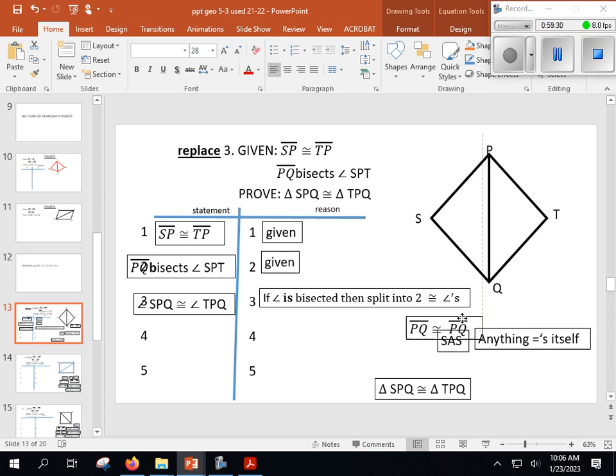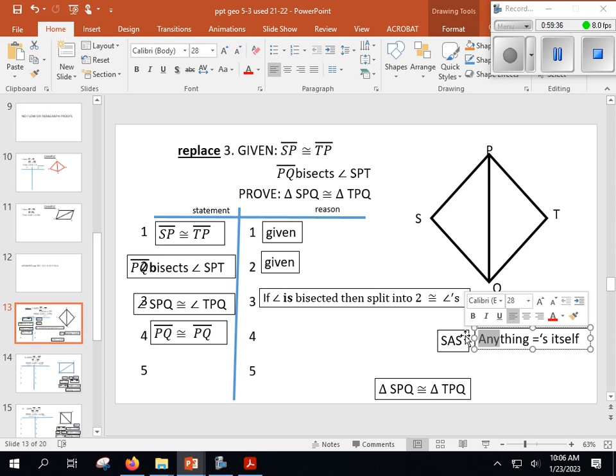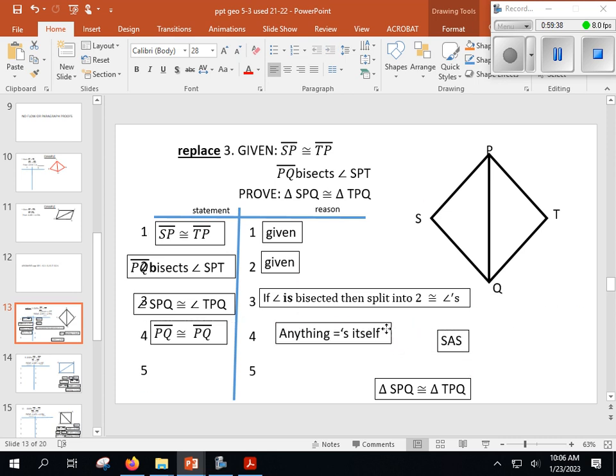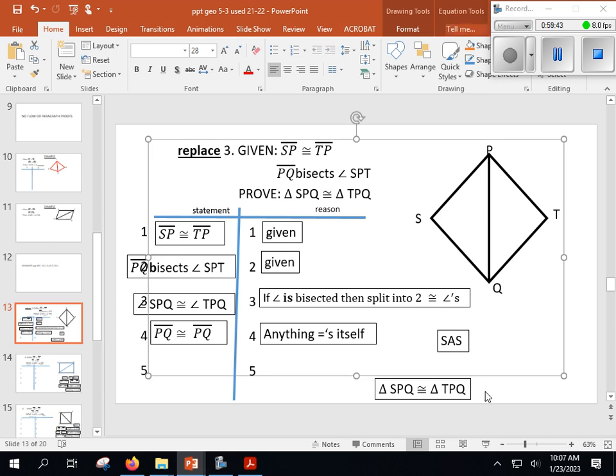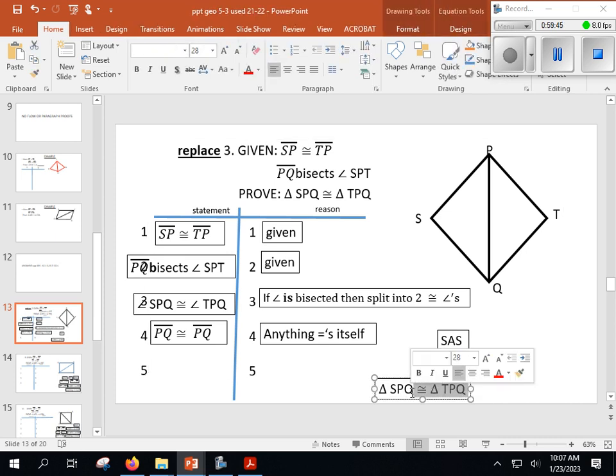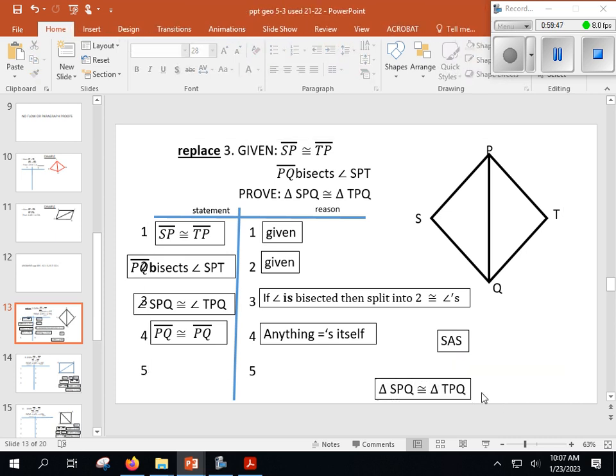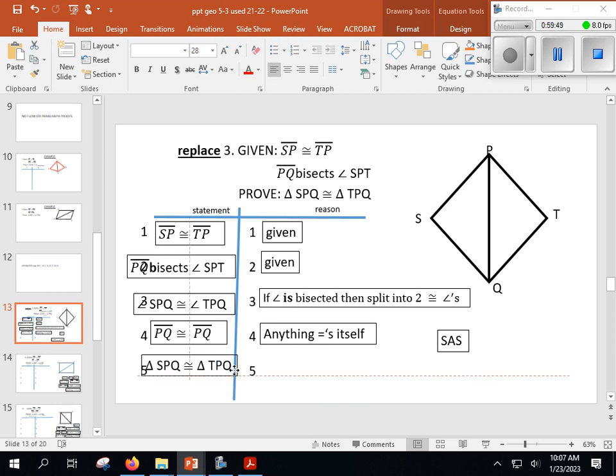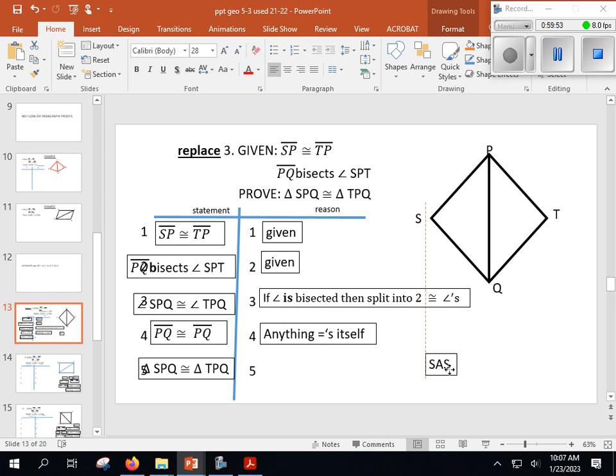Okay. So we have a pair of sides, a pair of angles. She needs another pair of sides, which is going to be segment PQ is congruent to segment PQ. How'd you know segment PQ was congruent to segment PQ? It equals itself. Anything equals itself, and then the last part is side angle side, the two triangles and side angle side. Okay, that makes more sense.